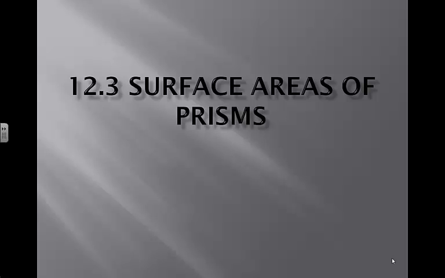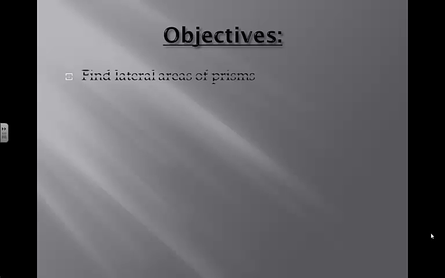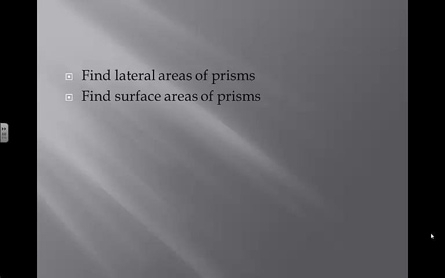Okay, in 12.3, we're covering surface areas of prisms and cylinders. A surface area is an area that goes all the way around whatever figure you're looking at. So the objectives are: find lateral areas of prisms, find surface area of prisms, as well as cylinders.